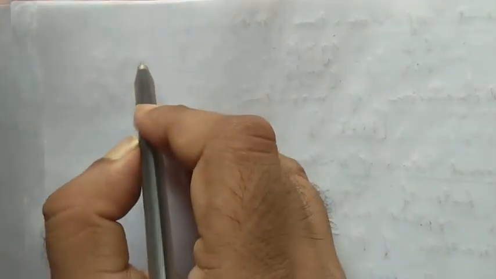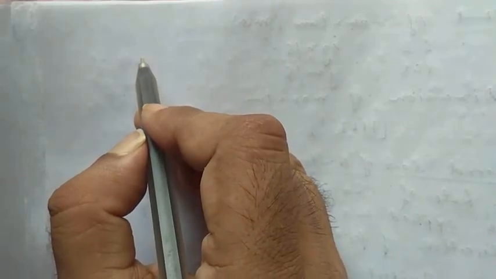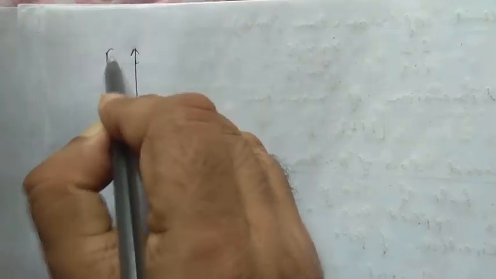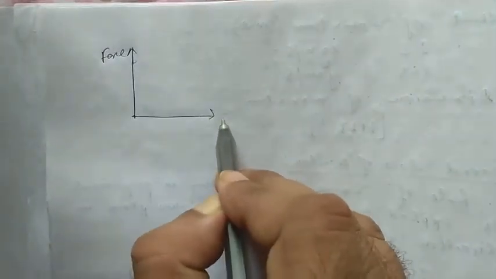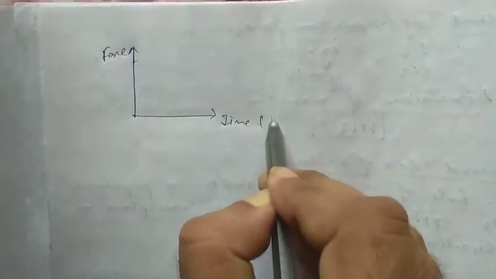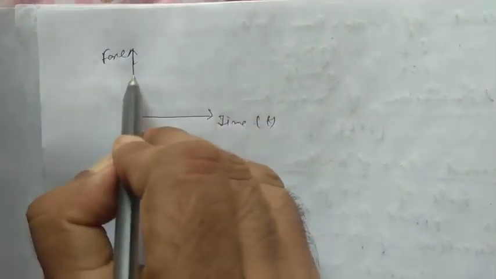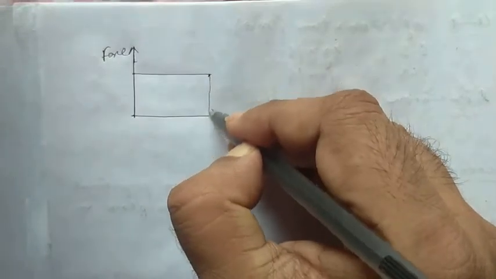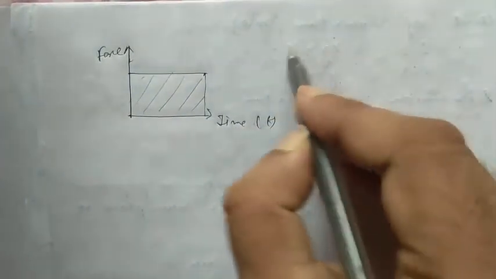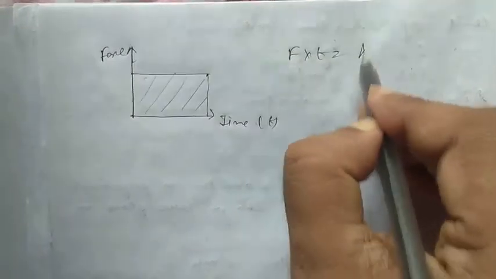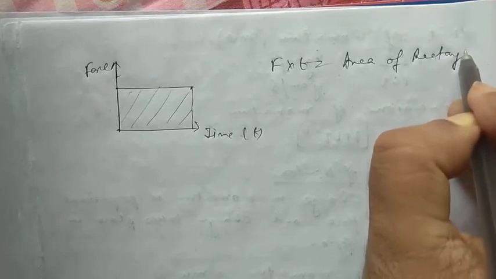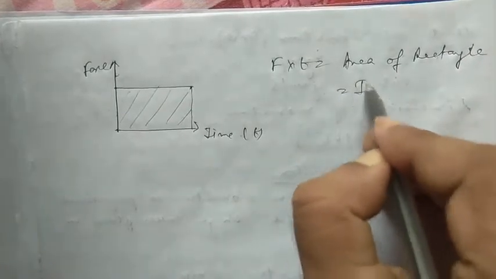Now if we are asked to calculate the value of impulse from a graph, suppose on the y-axis is force and the x-axis is time t. Now the force acting on the body is a constant force, so we can find out the area of this rectangle. F into t means the area of the rectangle. Now what does this area give? It gives the impulse of the force.